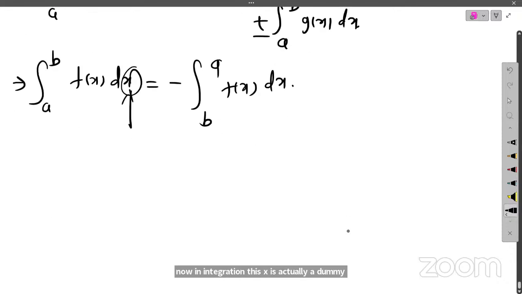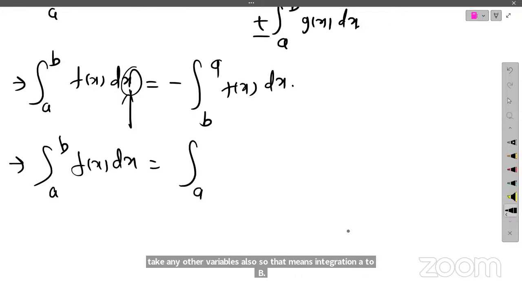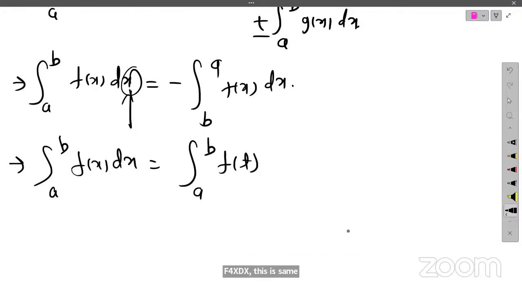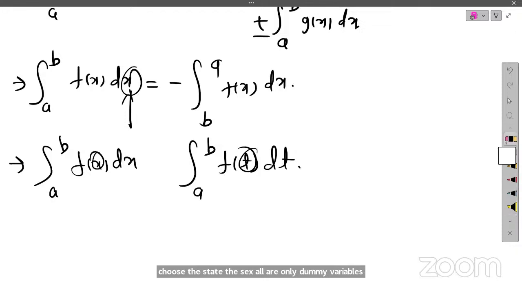So this is a dummy variable. So in place of x, you can take any other variable also. So that means integration a to b f of x dx is the same as integration a to b f of t dt. It actually doesn't matter whatever variable you choose. This t, this x, all are only dummy variables. So they all give us the same integral.